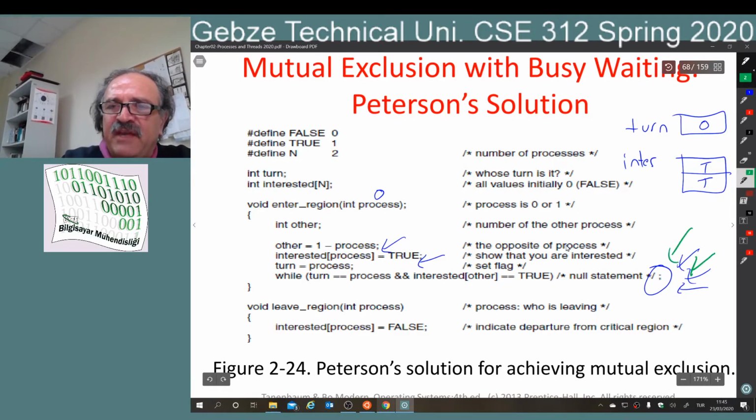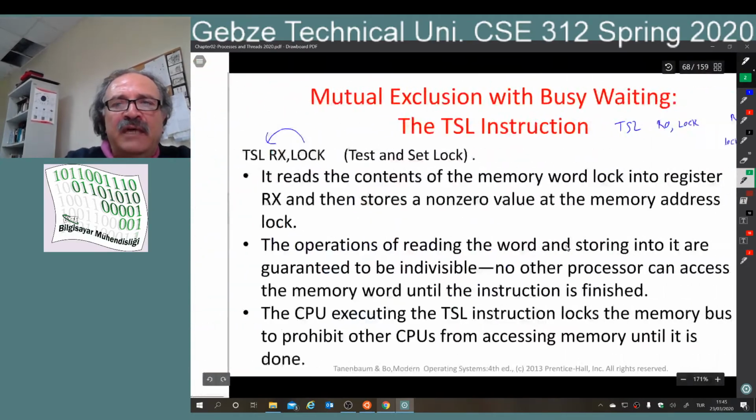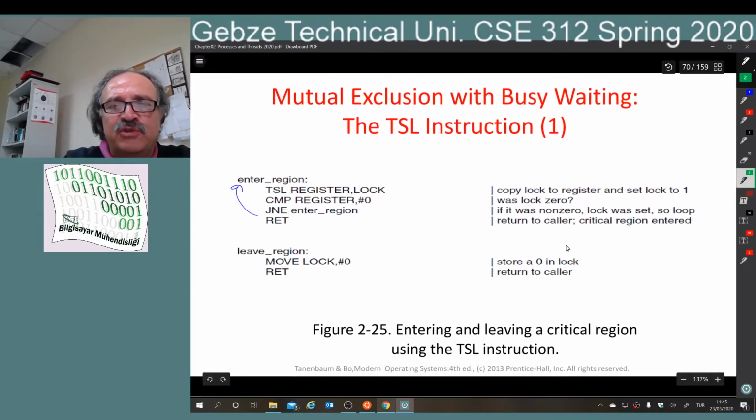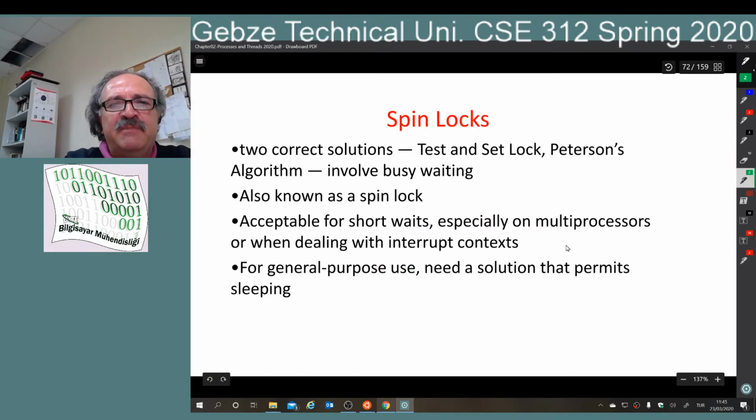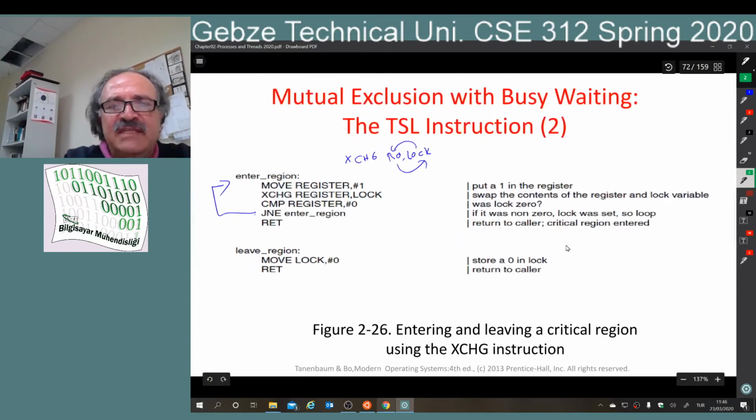Are the techniques that we have used so far to develop solutions for this critical region the spin locks? Test and set lock, Peterson's algorithm, or any other type of solution. Spin locks are good, but for really very long periods of time, it's not a good idea because you are wasting your CPU time. You test it, you go to the beginning, you test it, you go to the beginning.